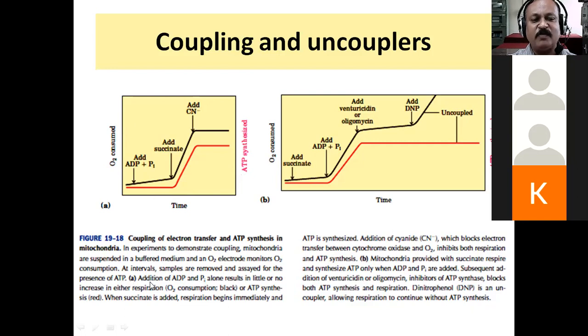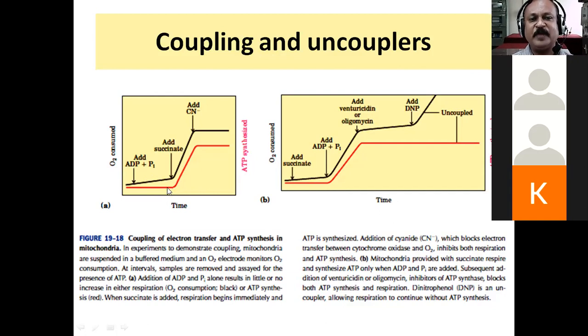Now what we do is when we add ADP and inorganic phosphate, and then we take out the sample at different time intervals and we measure the oxygen consumption, black colored line, we see that there is very, very negligible change in the oxygen consumption. In other words, we can say that no oxygen is consumed. Can you see this line here? It is almost a flat line. And then if you measure the ATP, even the ATP synthesis is not taking place here. You see a flat line here, red colored line.